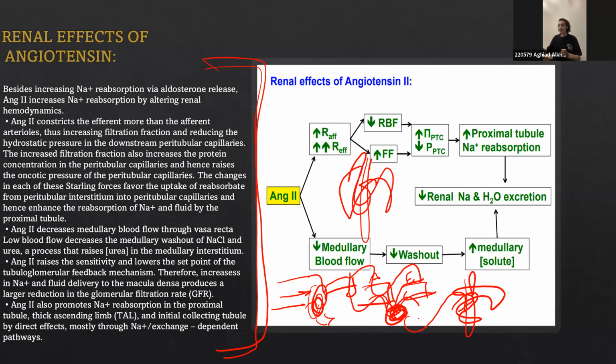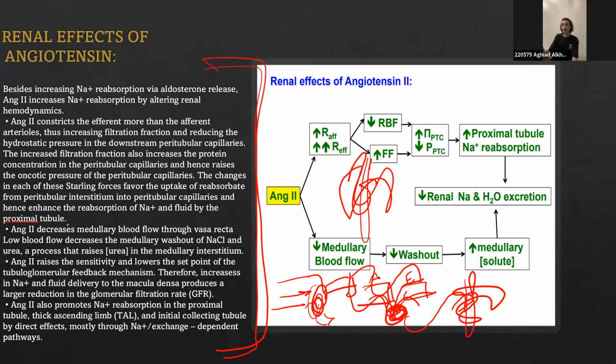Okay, and so now Starling forces favor the uptake of that water, right, and sodium and the fluid. As we have mentioned here, angiotensin 2 decreases medullary blood flow through the vasa recta, and the low blood flow decreases the medullary washout of sodium and urea. That process releases urea in the medullary interstitium.